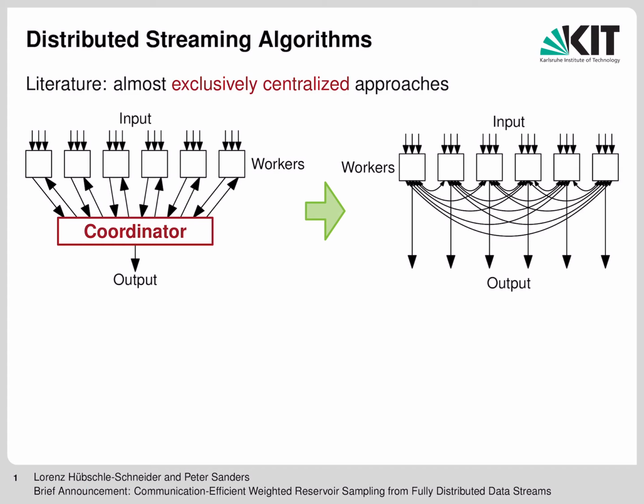In contrast, we use a fully decentralized model illustrated on the right, where in addition to the input, the computation and output are also distributed. There is no distinguished node, and communication is between the workers. Furthermore, we don't synchronize on every item.